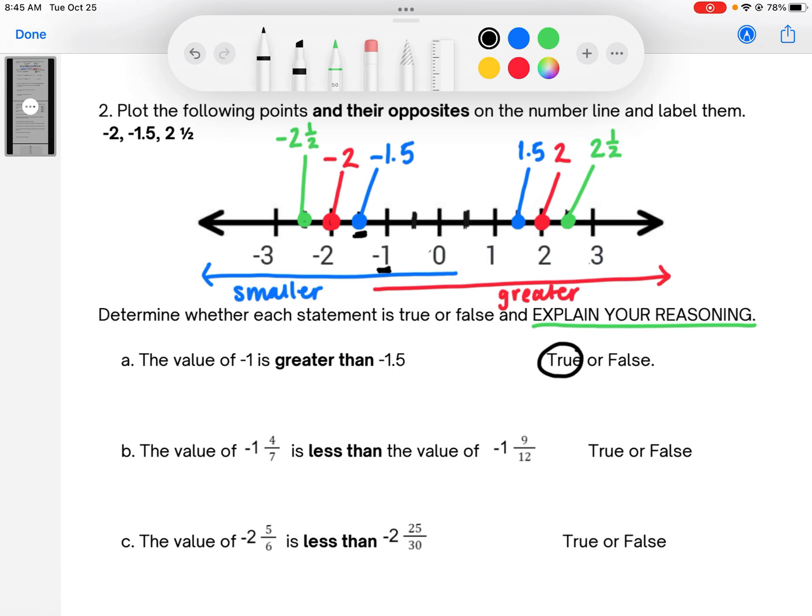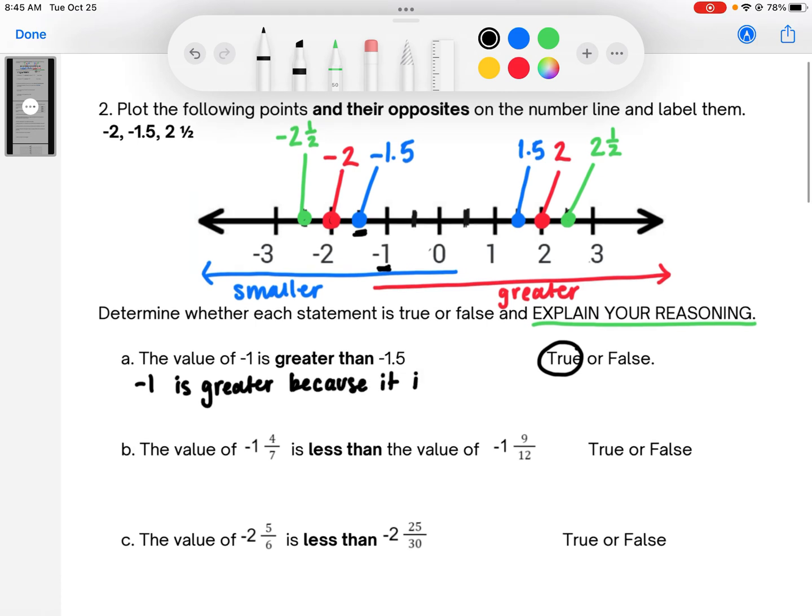So I'm going to say -1 is greater because it is closer to 0 on the number line. And if you wanted to talk about owing money or whatever, you definitely can. Just support that with something.